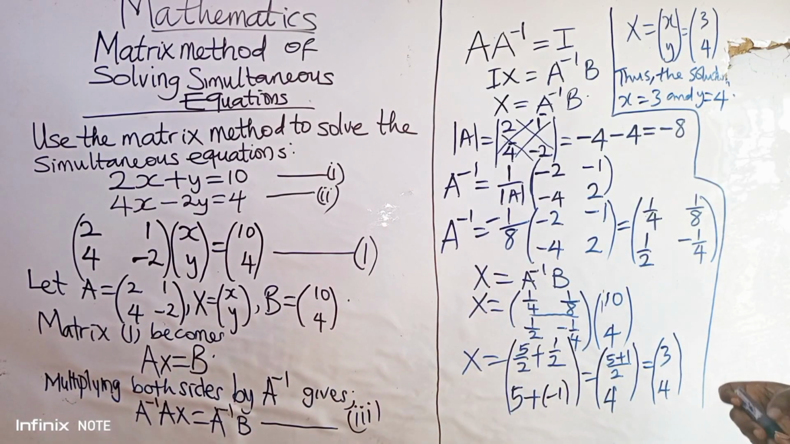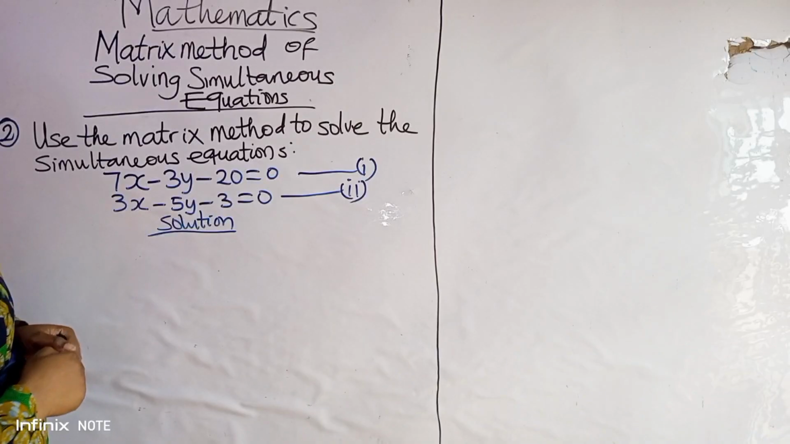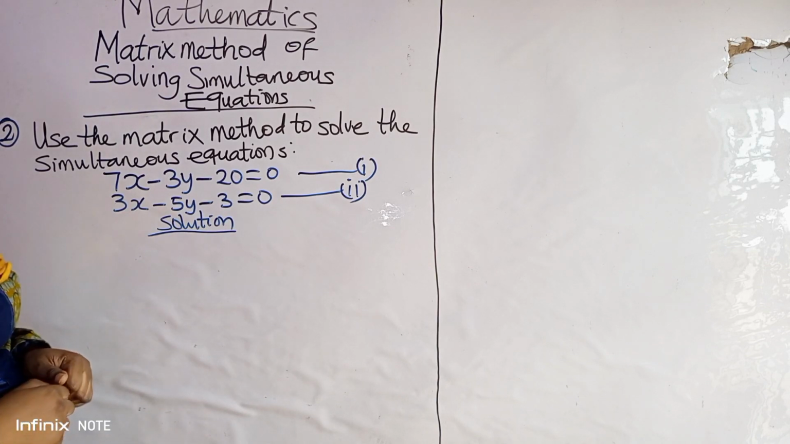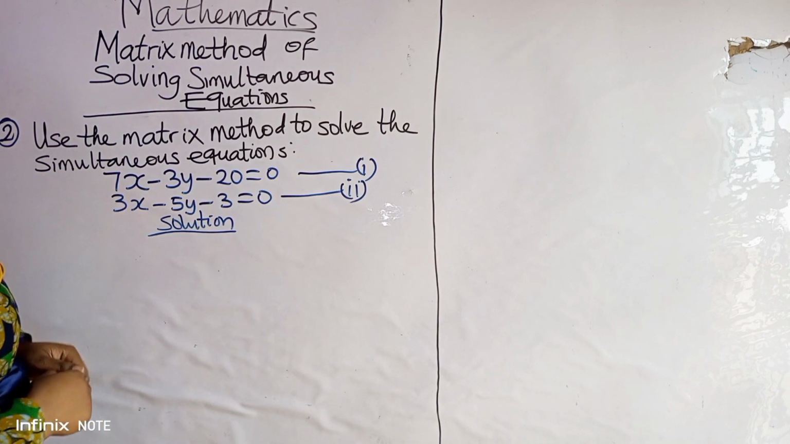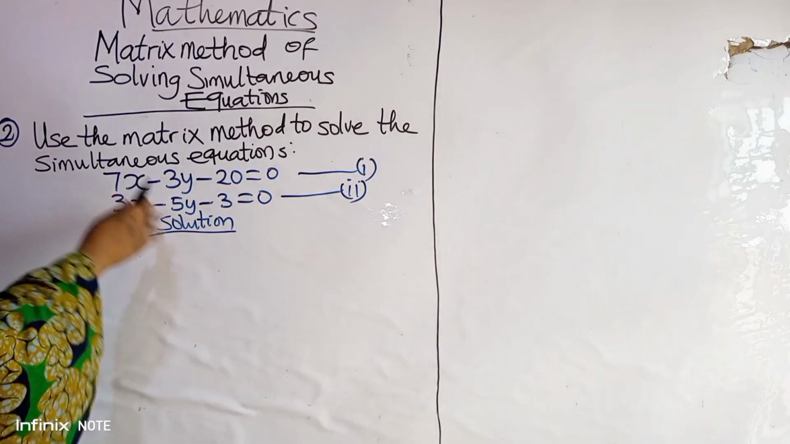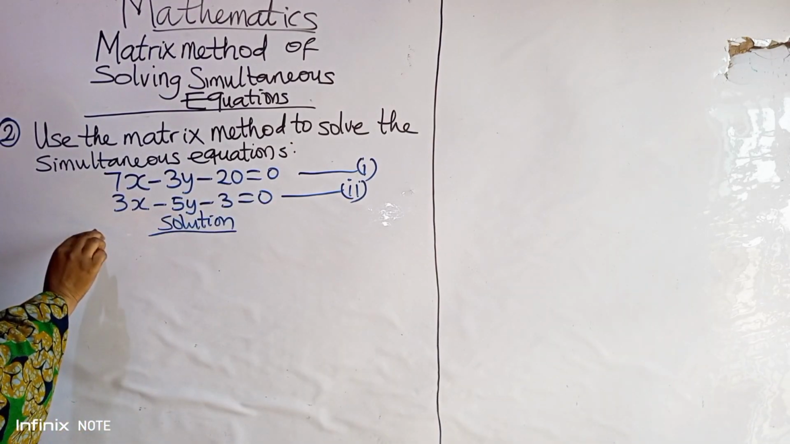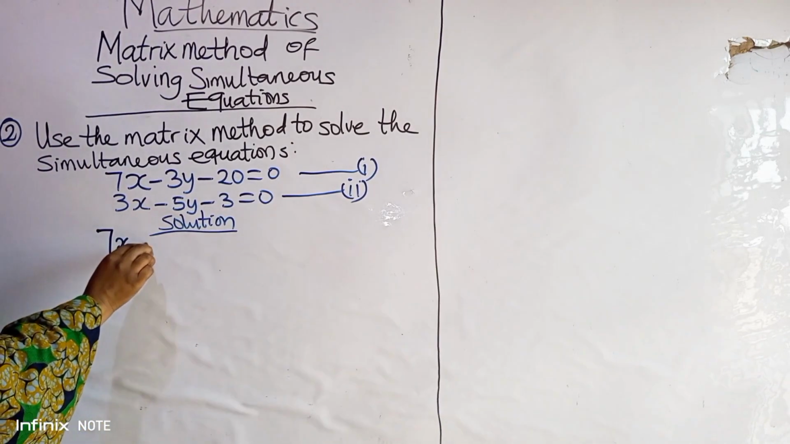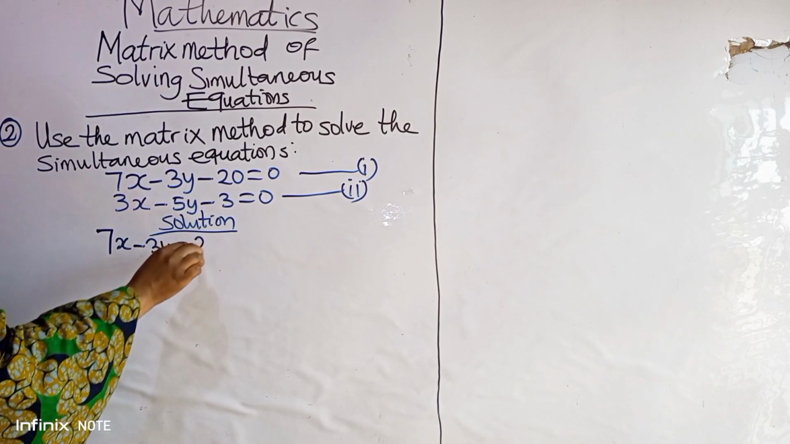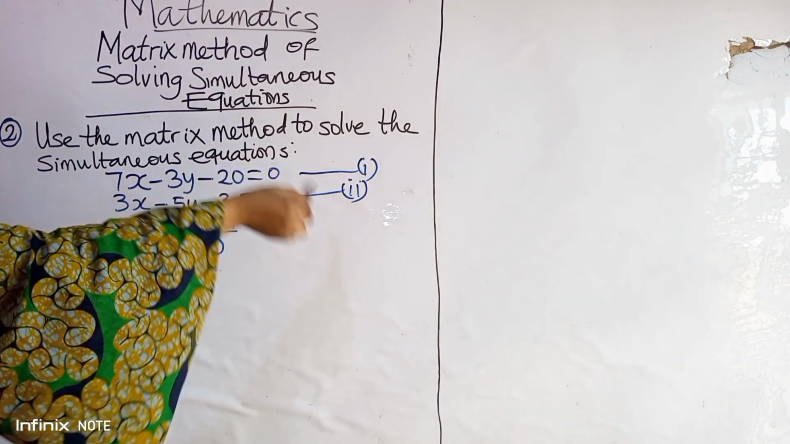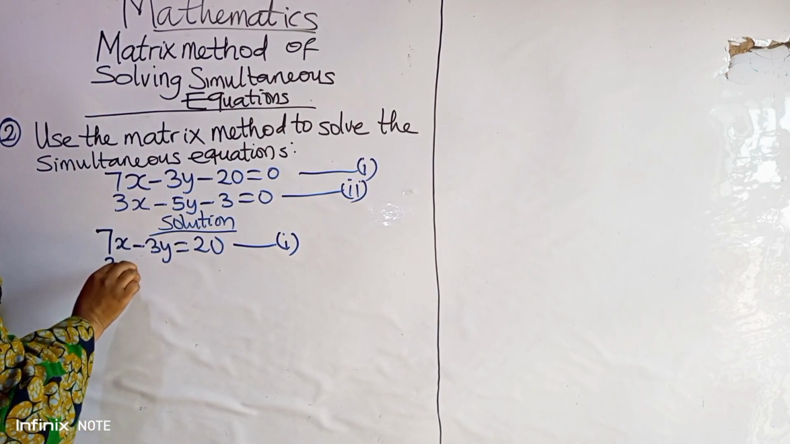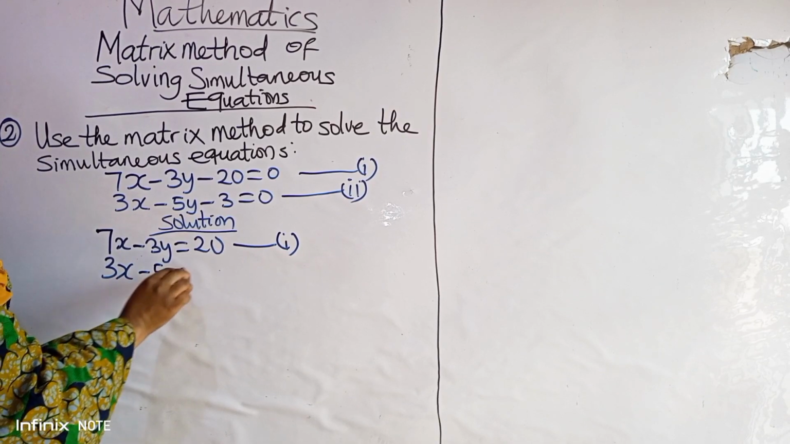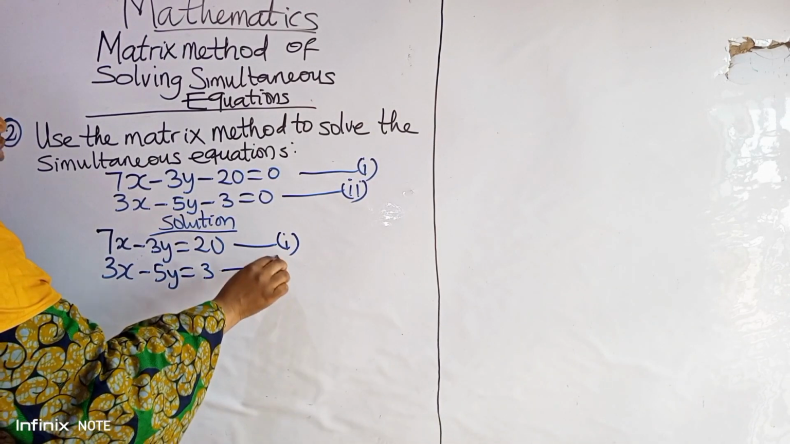So please go through it. Let's solve another example. Use the matrix method to solve the simultaneous equations: 7x minus 3y minus 20 is equal to 0, and 3x minus 5y minus 3 is equal to 0. Solution. The first thing is that you have to rearrange this. 7x minus 3y is equal to 20. Take the minus 20 out, it becomes plus. That is my equation 1. Then 3x minus 5y is equal to 3. That is equation 2.